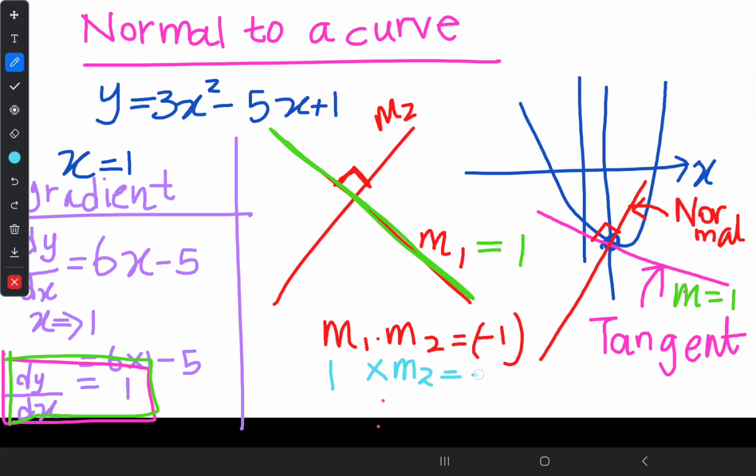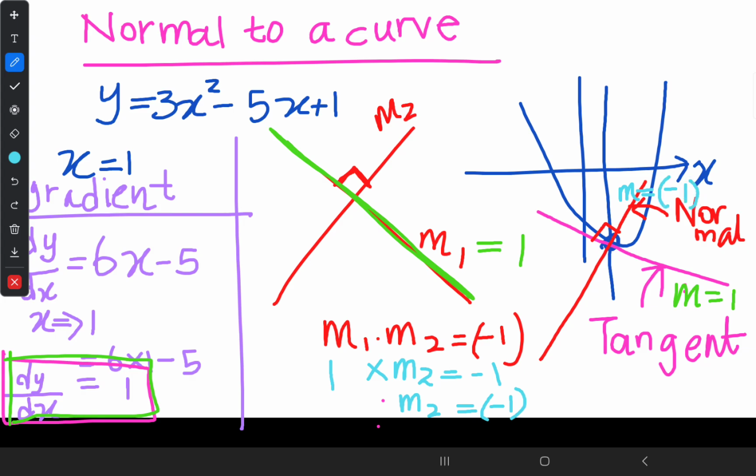That is equal to -1. The multiplication of these two values will give you -1, so m2 should also be -1. Because m2 and 1 have a multiplication relationship, when you take it as a division, -1 divided by 1 will give you exactly -1 again. So the gradient for the normal should be equal to -1.